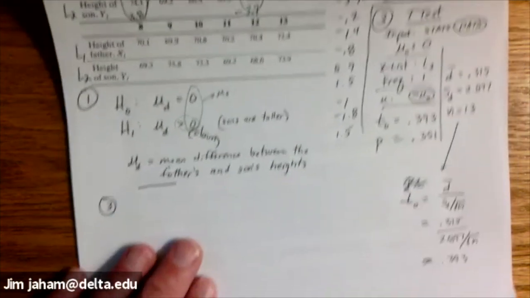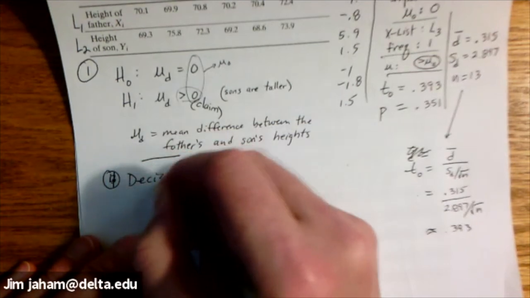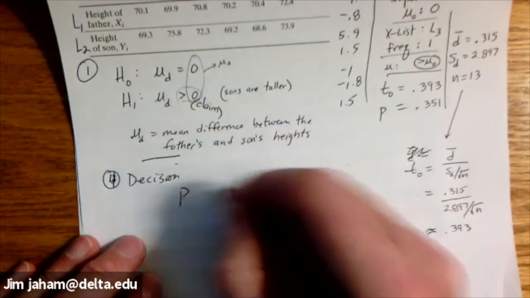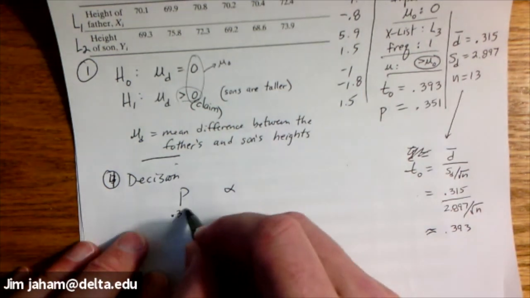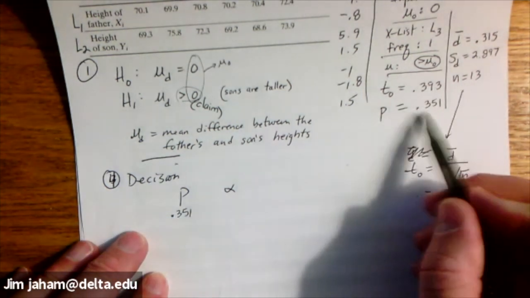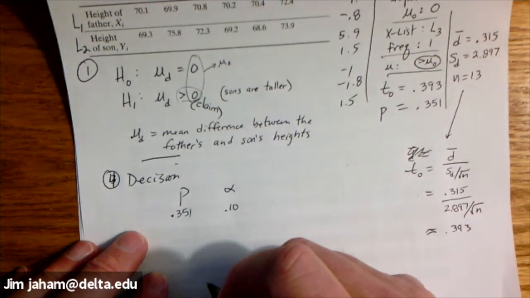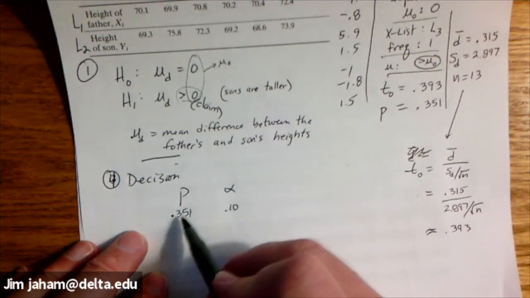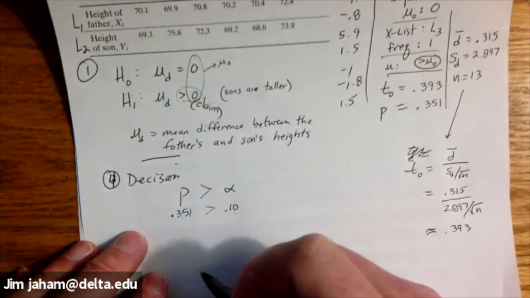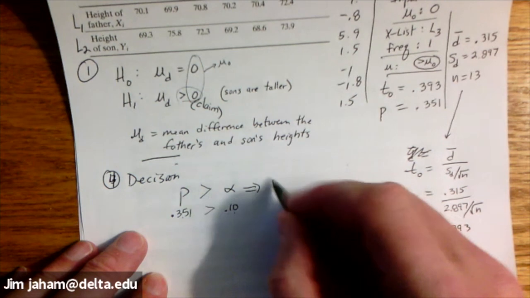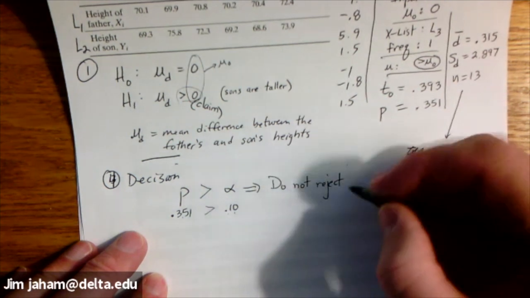Okay, so the rest of the test then is similar. Step 4 is to make the decision. And if you put p and alpha side by side, p to the left, and write 0.351 for the p-value right here. And alpha was set to be 0.10, our level of significance at the top. Clearly 0.351 is larger than 0.10, so that means p is greater than alpha, and that implies that we do not reject the null hypothesis.